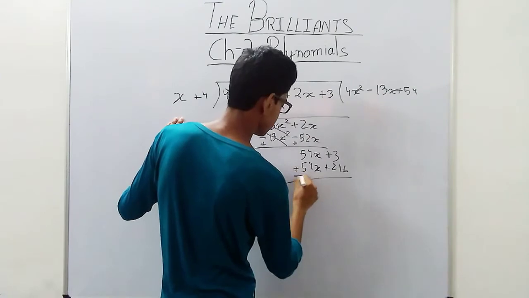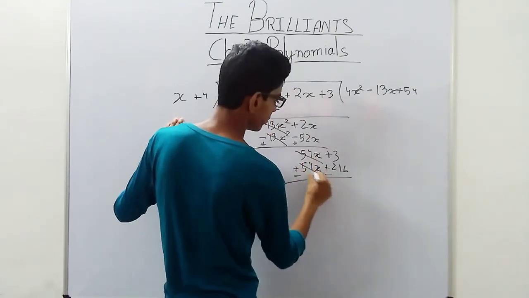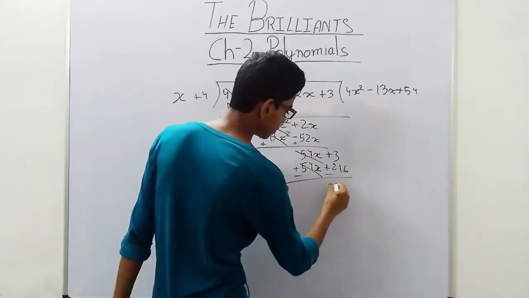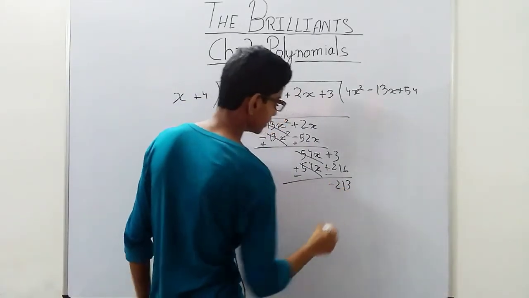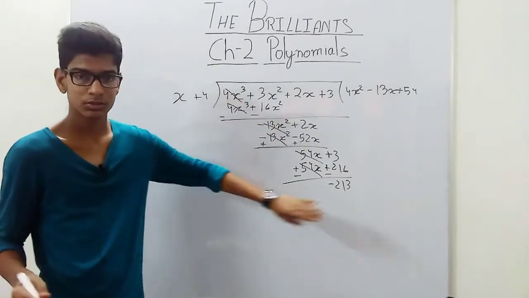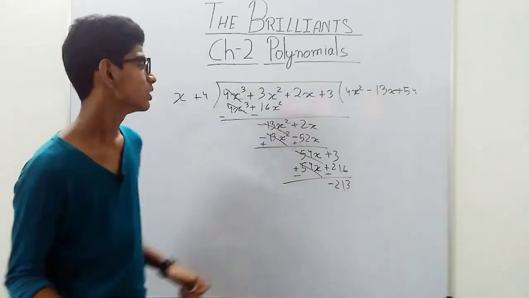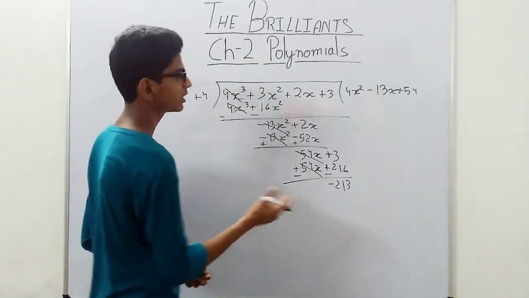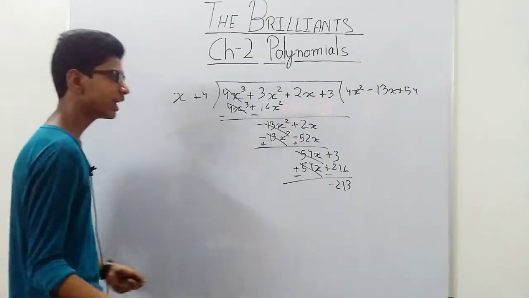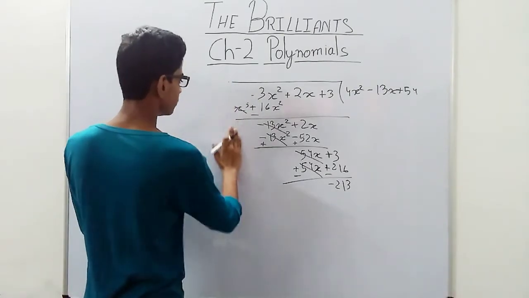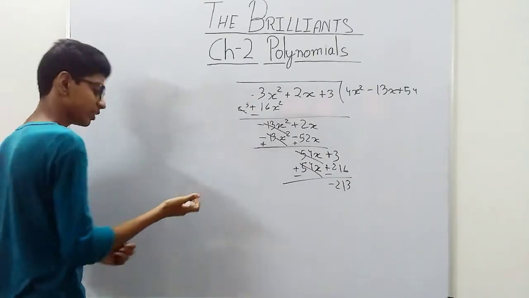This is plus, this will be minus, this will be minus, this will be cut, but you can see that it will come minus 213. Okay, so after a long division, the remainder is minus 213 and the quotient is 4x square minus 13x plus 54. Understand? Now we will do the same thing by the remainder theorem.